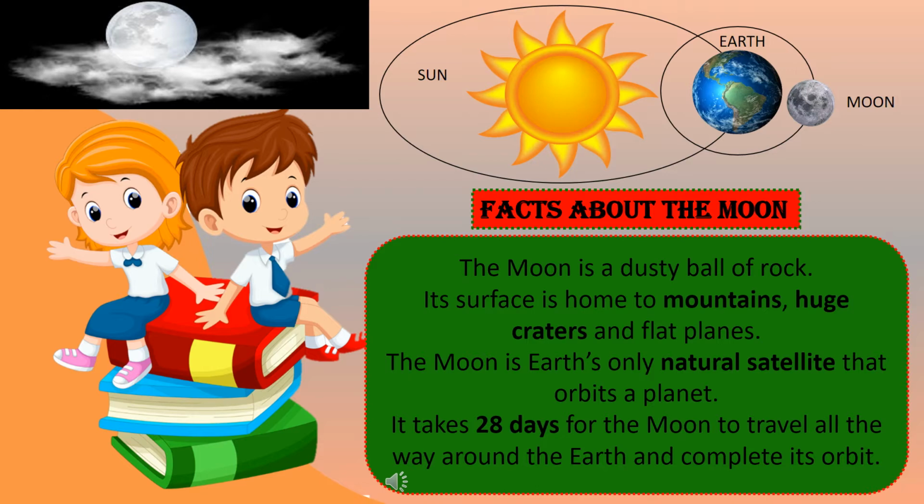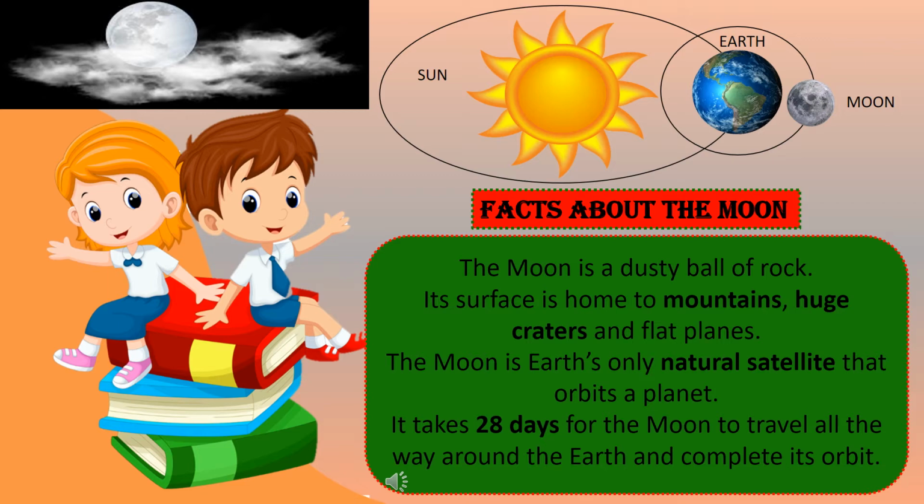Okay. So first of all, I will tell you some facts about the moon. First of all, I have to tell you that the moon is a satellite. It is a dusty ball of rock, and its measurement is around 3,476 kilometers in diameter. Okay. So it is roughly, you can say, a quarter the size of the Earth.